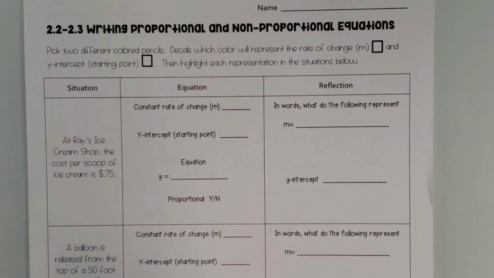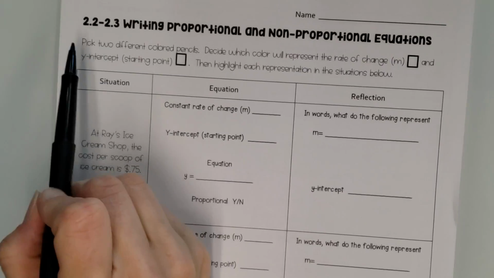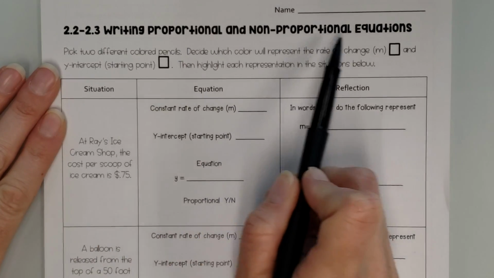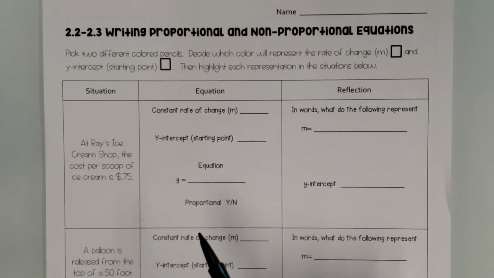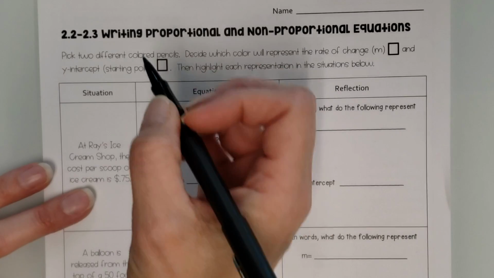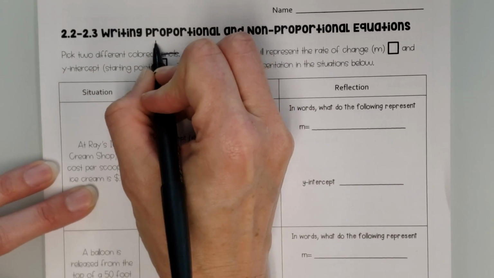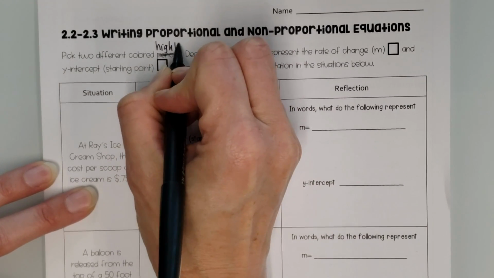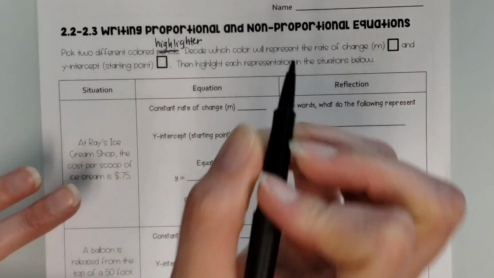Okay, let's talk about this paper. So we're on 2.2, 2.3, writing proportional and non-proportional equations. The first thing you're going to do is pick two different colors, and that says pencils. Just pick highlighters. You don't need to rewrite this, it's not a big deal. Pick two different highlighters from the table.